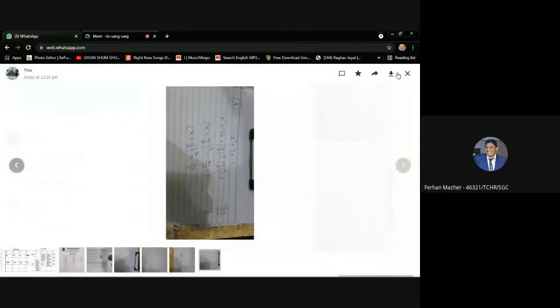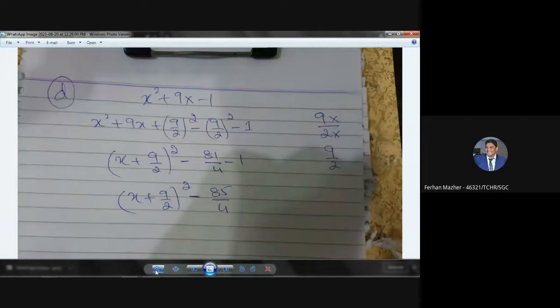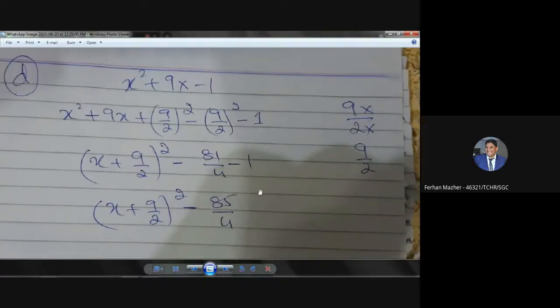The next question is showing up on your screen. And here we go. Hopefully you can see this. Let me freeze it to this maximum size. Okay, so we are on question number three, D part. You have x squared plus 9x minus 1. They want you to represent this expression in the required form of the expression. So what I will do, the technique is very simple. I'm repeating that technique again and again, so that you become master of that.